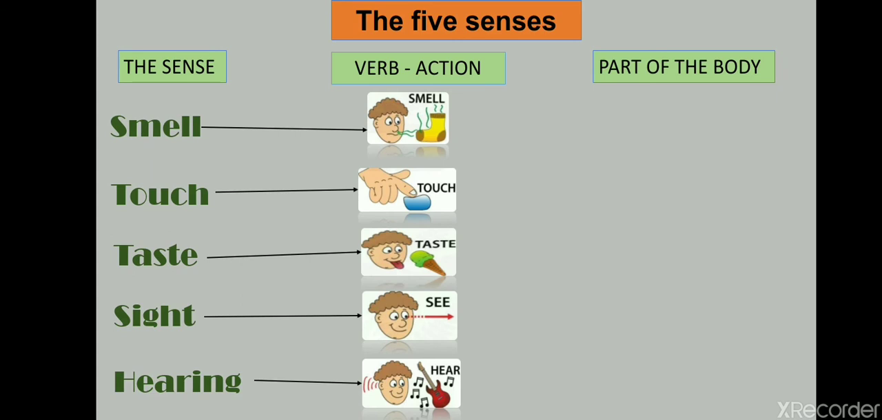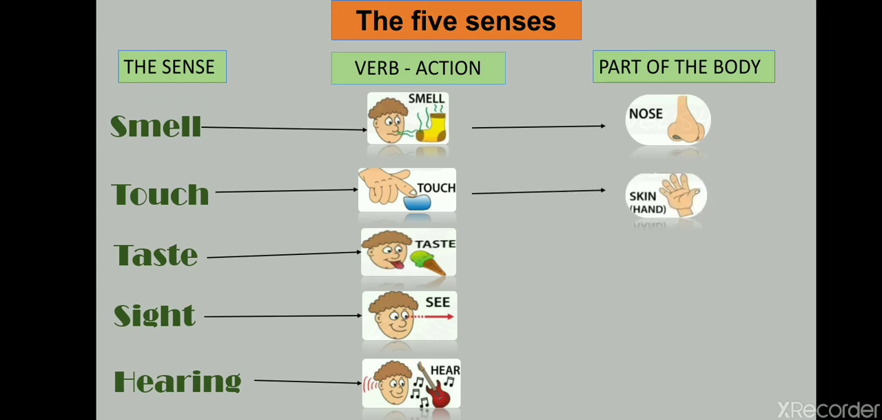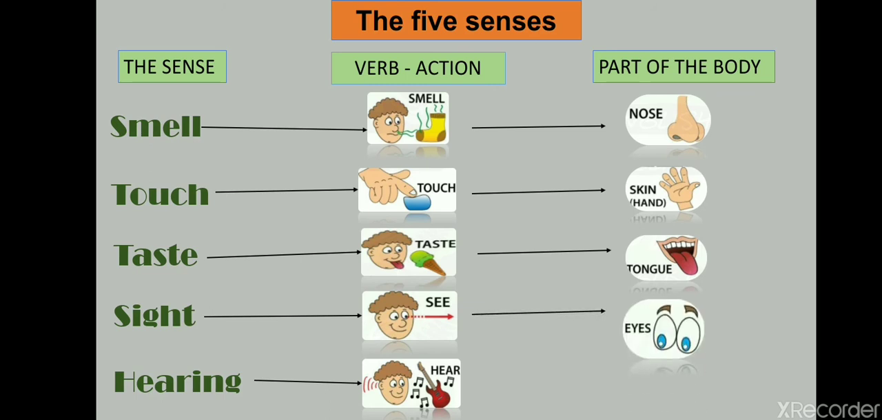What part of the body can we use with the five senses? With smell, we use the nose, so we smell with our nose. With touch, we use the hands. We touch things with our hands. Taste, we taste things with the tongue, food, most of it. And sight, we see with our eyes. Hearing, we hear with our ears. Okay, that's all. This is the five senses.